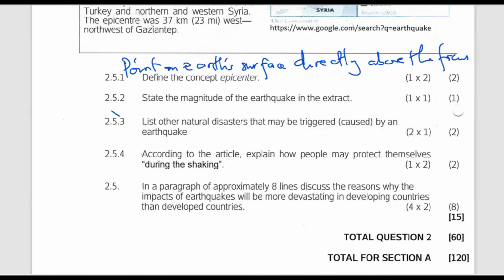Then state the magnitude of the earthquake on the extract. You can check in the extract there. It's indicated the magnitude is M7.8 on the Richter scale. List other natural disasters that may be triggered or caused by an earthquake.